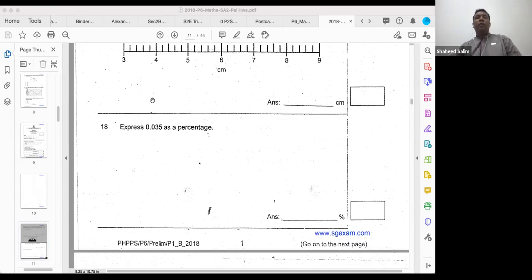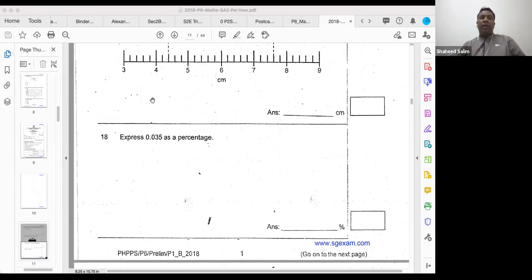This one, be careful. I give you a clue again. Any decimal or fraction you want to change to percentage, just times by 100. Shift the decimal place. Shift it.